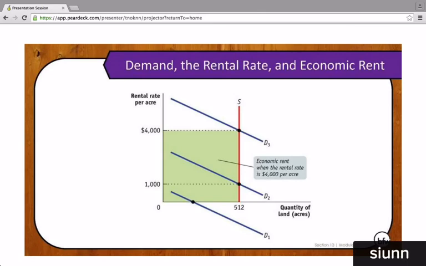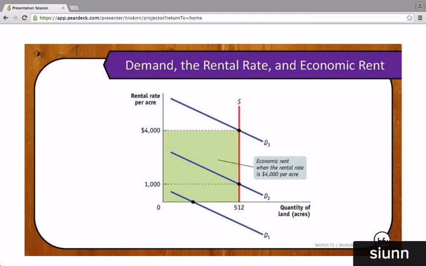Now, here we look at demand, the rental rate, and what we call economic rent. Economic rent is similar to what we might think of as economic profit. And so if we think of land as being relatively inelastic, let's assume that we're talking about land in Ouray, Colorado, where you have a flat piece of land in a valley surrounded by mountains. So the amount of land that's available there for potential farming is absolutely fixed, and it would have a perfectly inelastic supply curve like the one represented here.